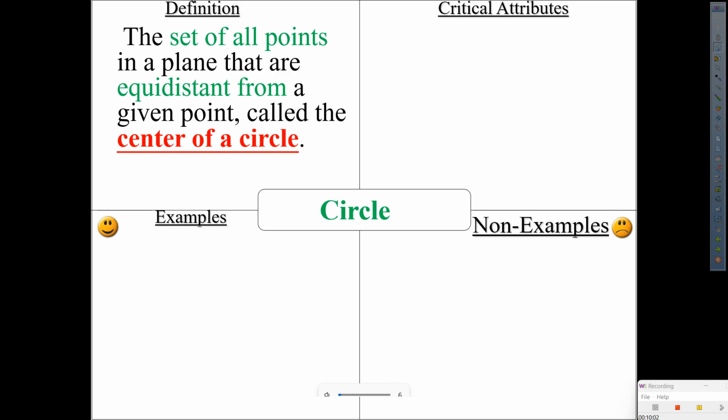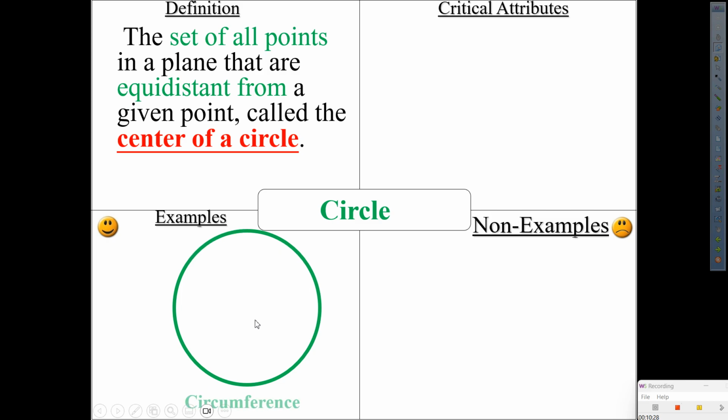Think about the word equidistant. Tell your neighbor what that sounds like. What do you think equidistant means? Equally distant from what? From the center. Look up, I put some animation here. Here's my circle. That is a set of a bunch of points that are the same distance away from the center. Some of you have seen this before, I think in 4th or 5th grade. Sketch this in your little space.